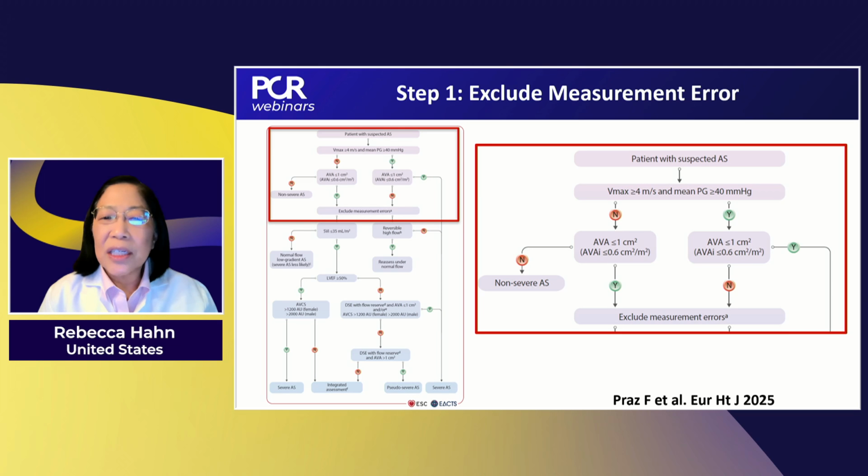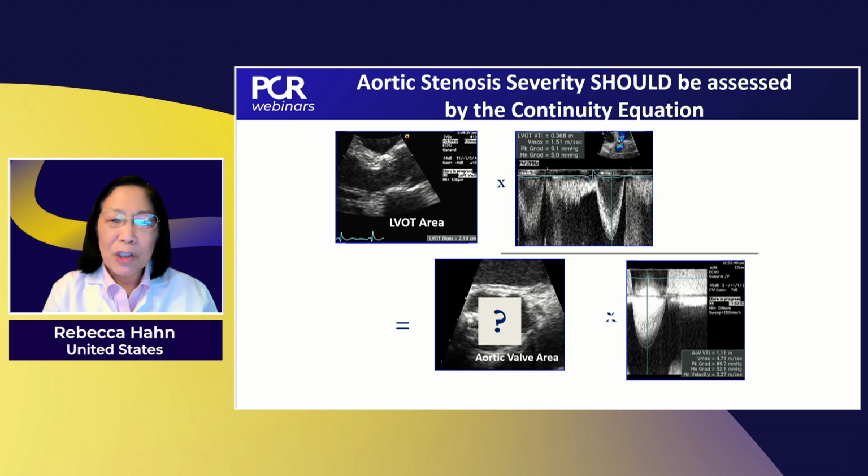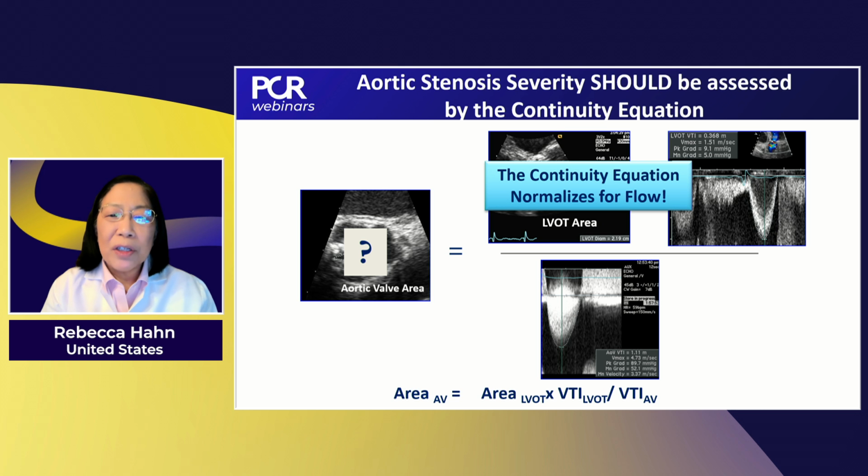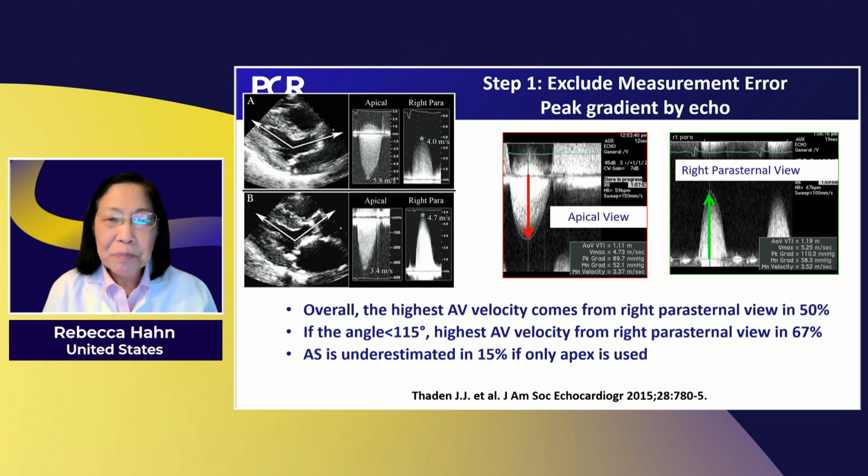Our guidelines now state that when you have a low velocity or a low gradient in the setting of a calculated small valve area, then you have to exclude measurement error. The first way to do that is to use the continuity equation. The continuity equation calculates the stroke volume as the numerator divided by the stroke distance, which is the denominator, and that's the velocity time integral of the continuous wave Doppler, and therefore normalizes for flow across the aortic valve and is valid in all situations.